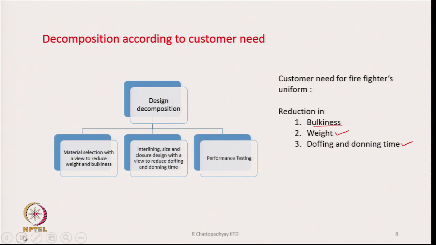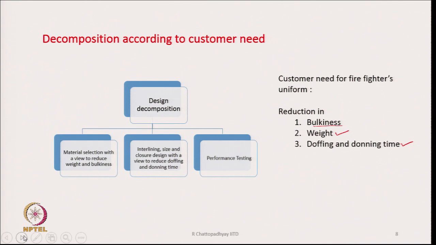Now, decomposition of this design problem could be, one is material selection with a view to reduce weight and bulkiness, because weight and bulkiness reduction is one need. So, how do I reduce the bulkiness and the weight? Through proper selection of raw material, which could be fiber, filament, yarn, or fabric. So, that could be one aspect.